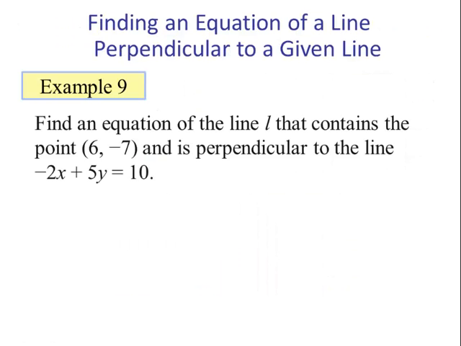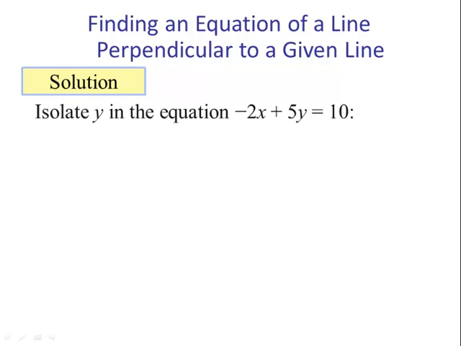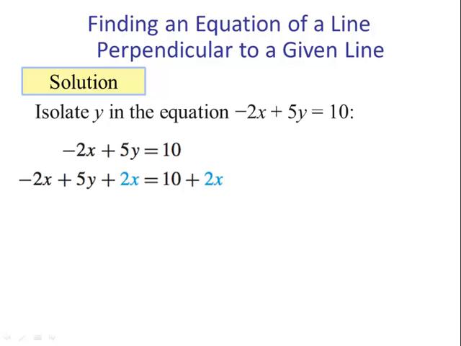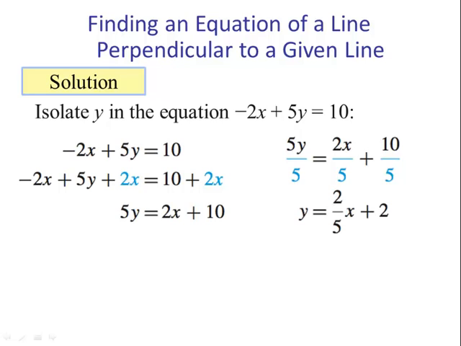Example 9. Find the equation of a line L that contains the point (6, -7) and is perpendicular to the line -2x plus 5y equals 10. The first thing that we need to do for this equation is to solve for y, so we can figure out what its slope is. So our first step is to add 2x to both sides. Our next step, we need to get rid of the 5, so we divide by 5, and we get y equals 2/5 x plus 2. So the slope of this line is 2/5.